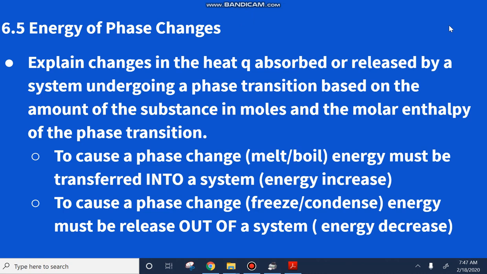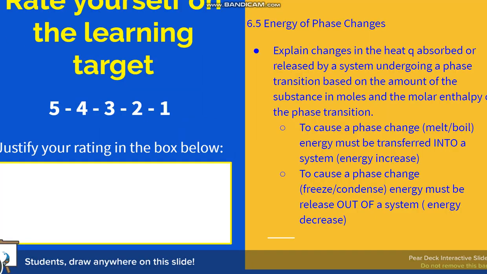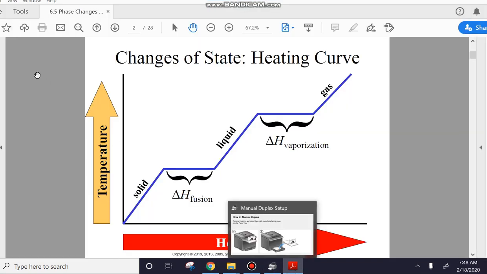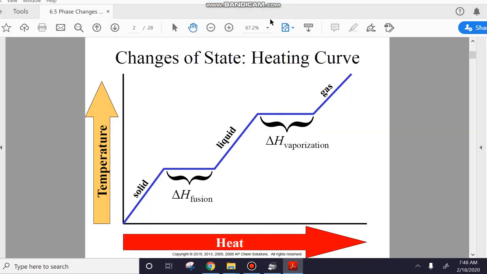Hey guys, today's video is 6.5 Energy of Phase Changes. Go ahead and pause the video to put this learning target into your own words. Alright, once you have that, we can go ahead and look at this phase change diagram.